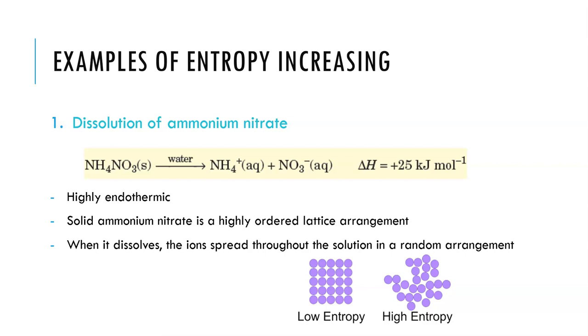So we can look at a number of examples where we have increasing entropy. Dissolution of a salt, such as that of ammonium nitrate, paying attention that this is one of the unusual endothermic processes that we see. This is highly endothermic. The ammonium nitrate is a highly ordered lattice arrangement, and when it dissolves, the ions spread throughout the solution in a random arrangement. So we see an increase in entropy. And that increase in entropy, that dissolution process, is an endothermic process.